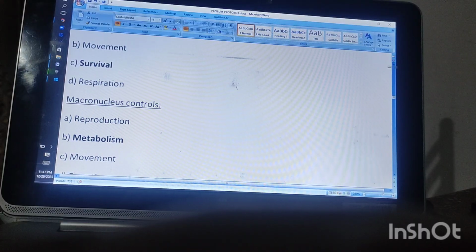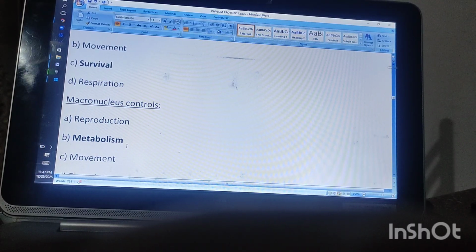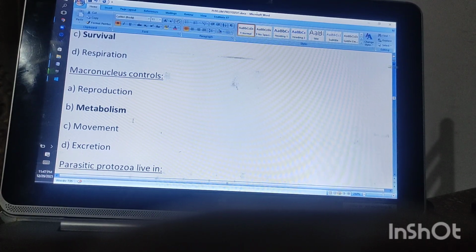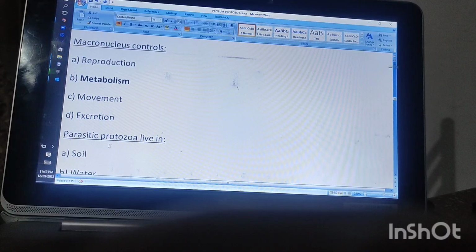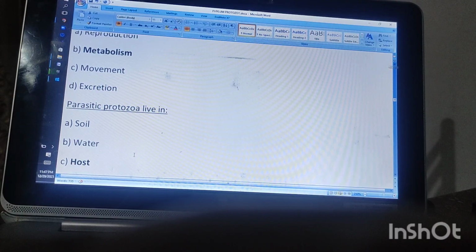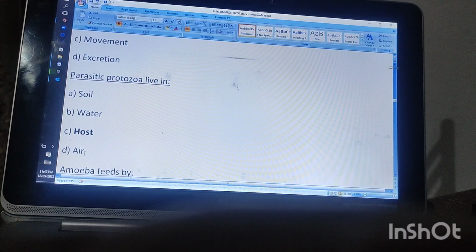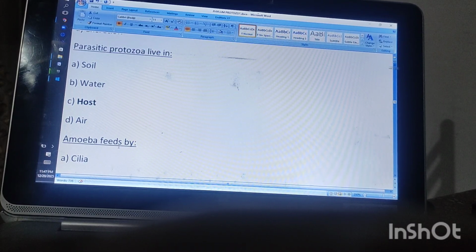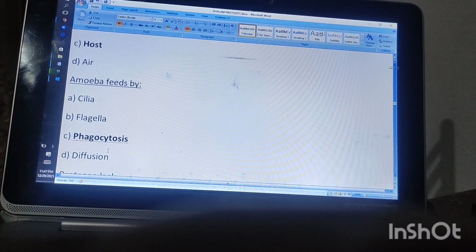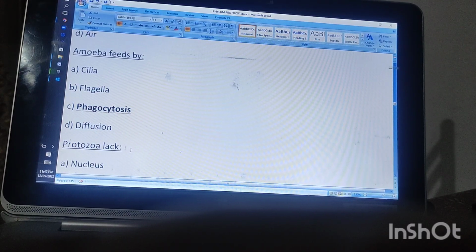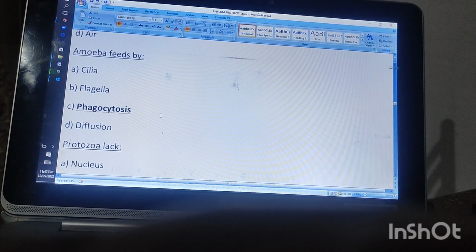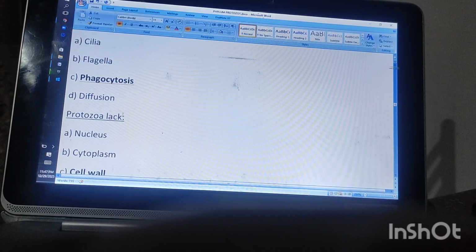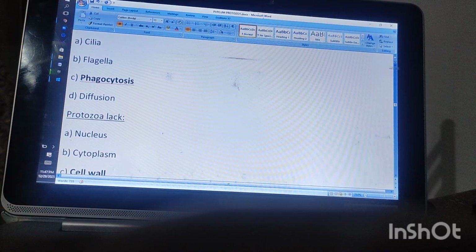Macronucleus controls reproduction, metabolism, movement, excretion. Correct one is metabolism. Parasitic protozoa live in soil, water, host, air. C is the correct one, host body. Amoeba feeds by cilia, flagella, phagocytosis, diffusion. Correct one is phagocytosis. It feeds by engulfing material inside the body. We are talking about solid food.